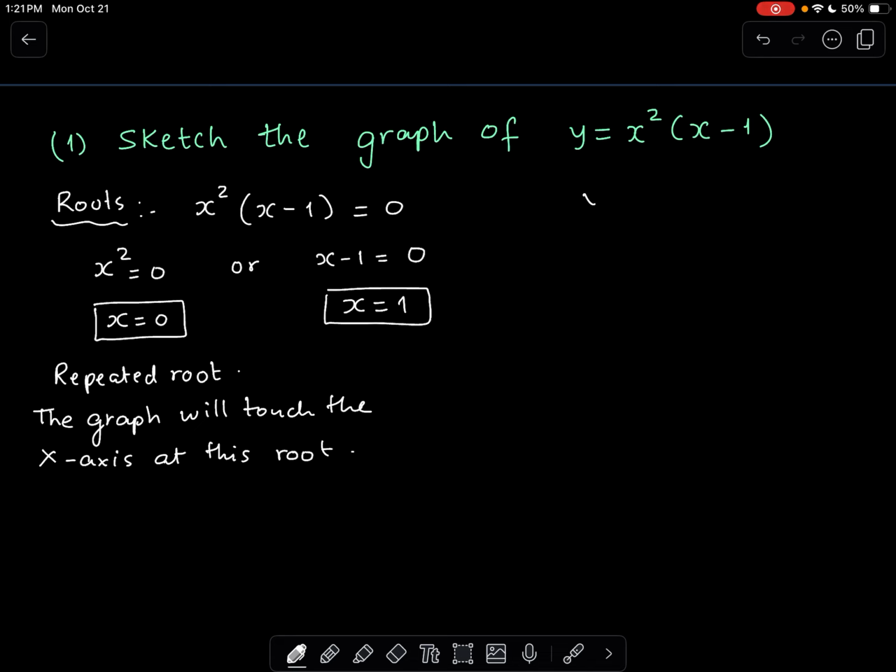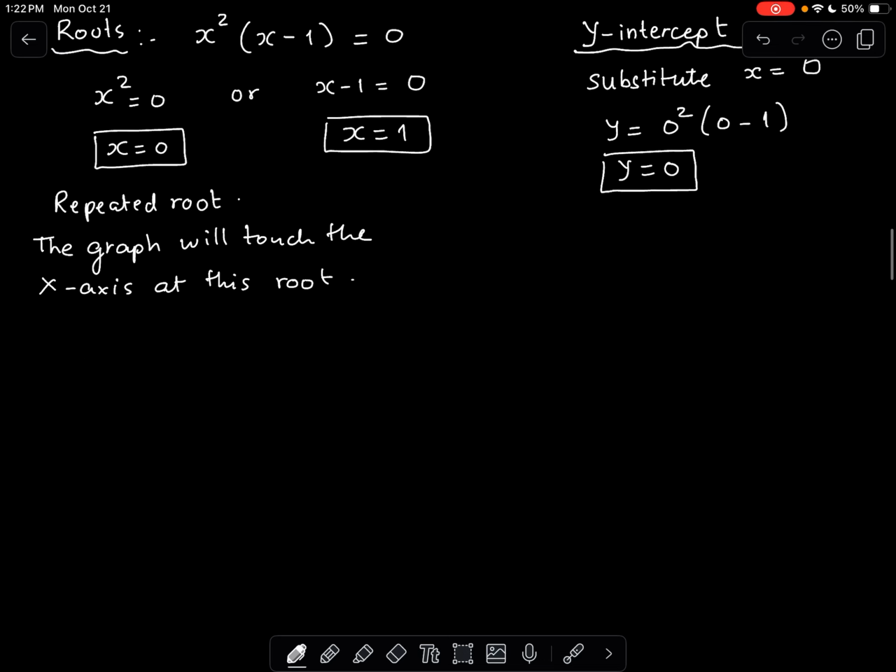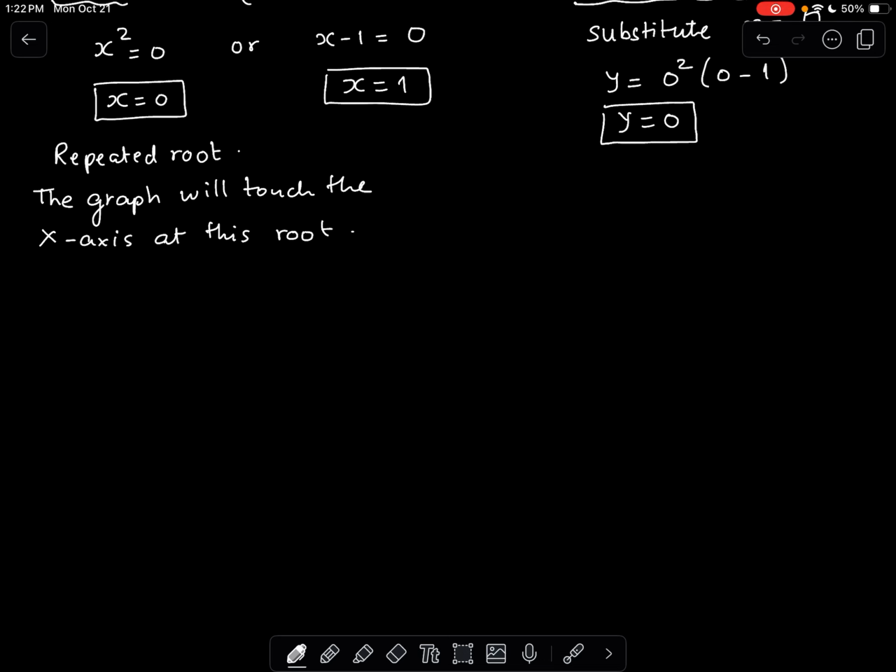Let us identify what is the y-intercept. To find the y-intercept, we're going to substitute x equal to 0. So we're going to get y equal to 0 squared, which is nothing but 0. 0 times anything is going to give you 0. Now that we have everything we need to sketch the graph, let's go ahead and sketch the graph.